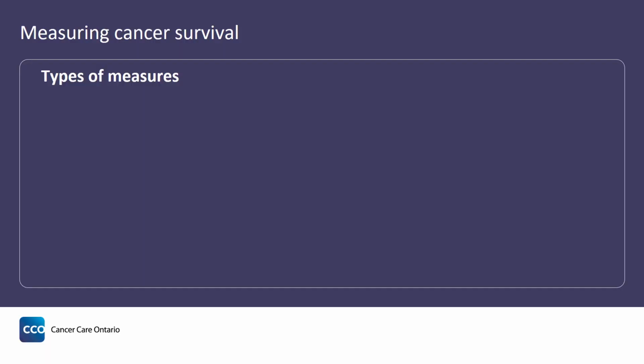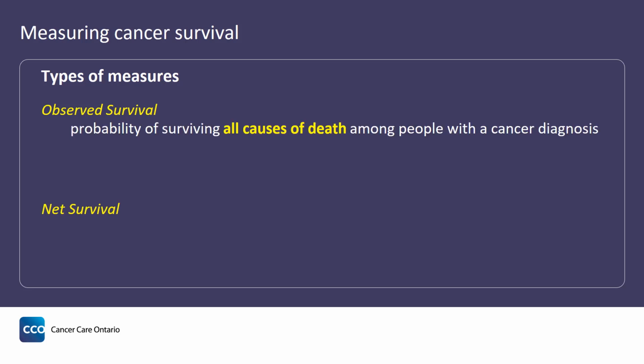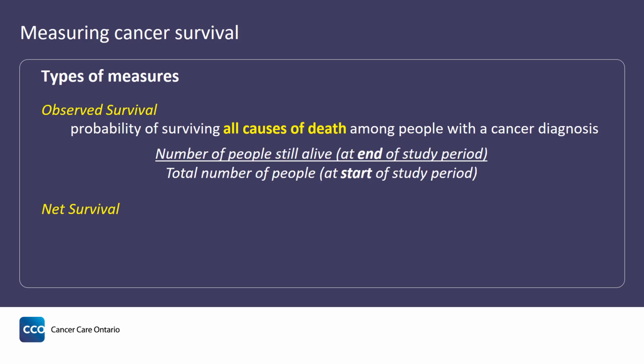Cancer survival can be measured in different ways. Two common measures of cancer survival are observed survival and net survival. Observed survival can be described as the probability of surviving all causes of death among people with a cancer diagnosis. Simply put, it is the proportion of people still alive at the end of an observation period out of the total number of people at the start of that period.